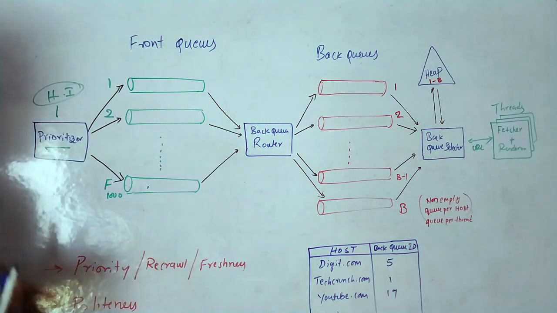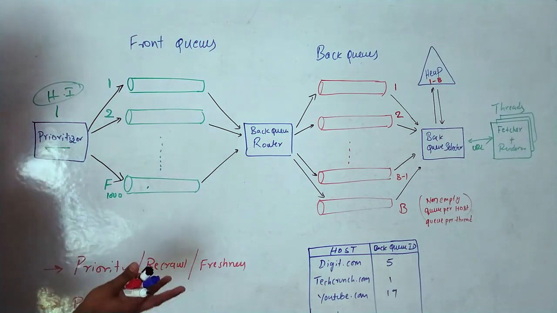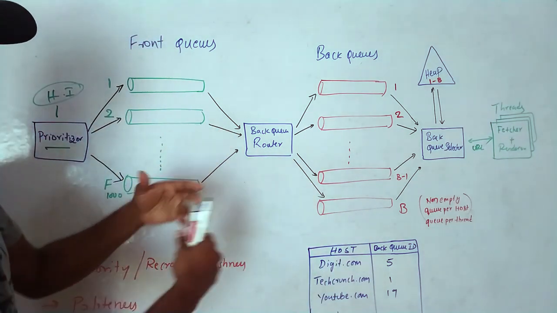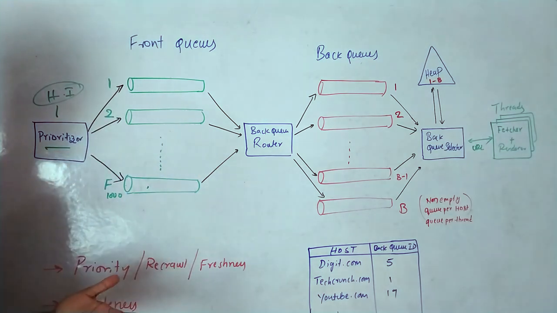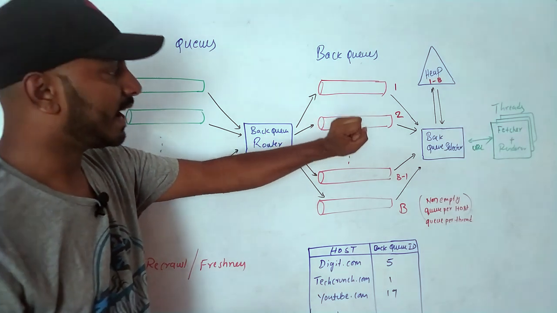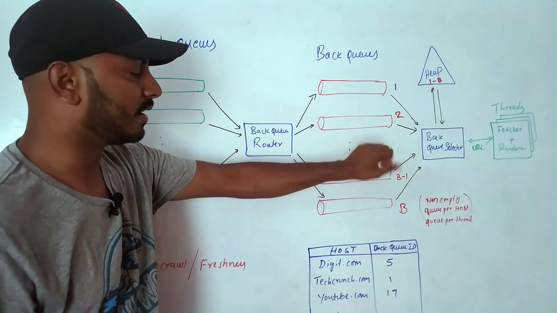But here, we are more worried about the priority. So we implement the priority here. We implement the politeness here. We mix all of them to implement politeness and priority. So priority pulled it, put it into politeness queues, and then we have the politeness implemented here.